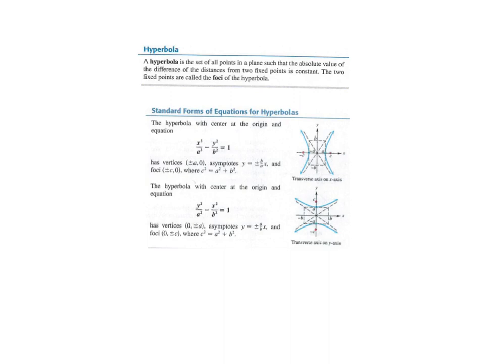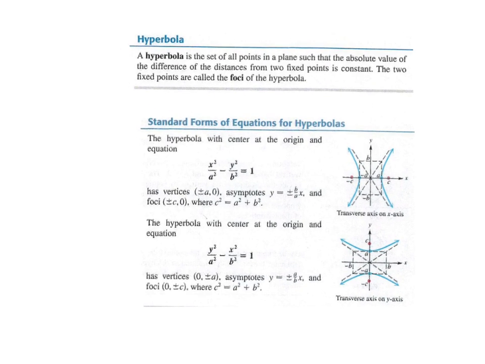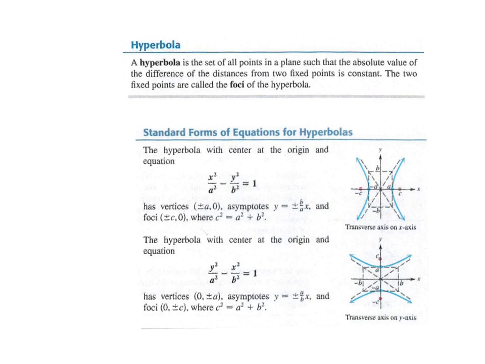So here is the definition of a hyperbola up here at the top of the page. And again, it's the set of all points in a plane such that the absolute value of the difference of the distances from the two fixed points is constant. And again, those two fixed points are called the foci. So each one is a focus point.